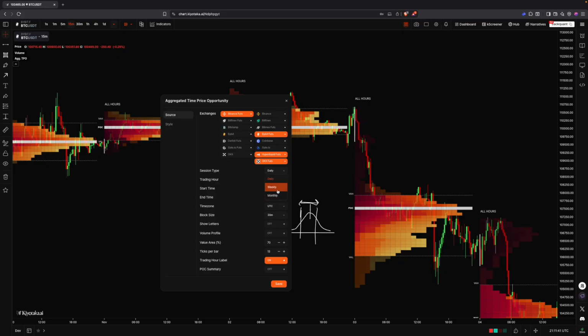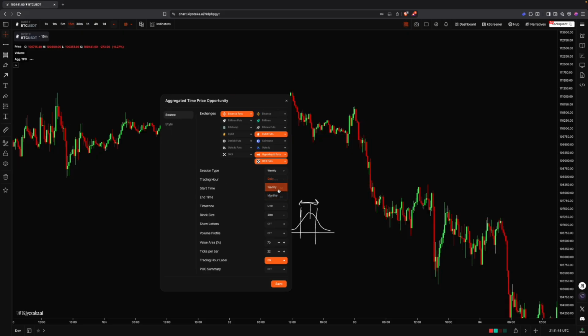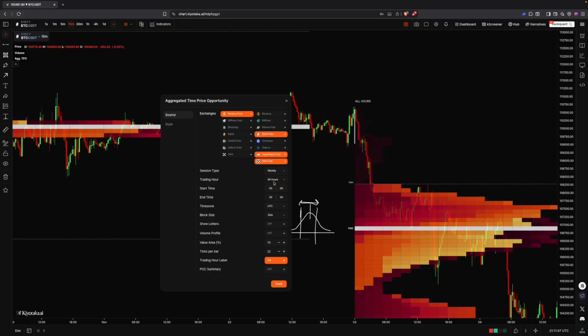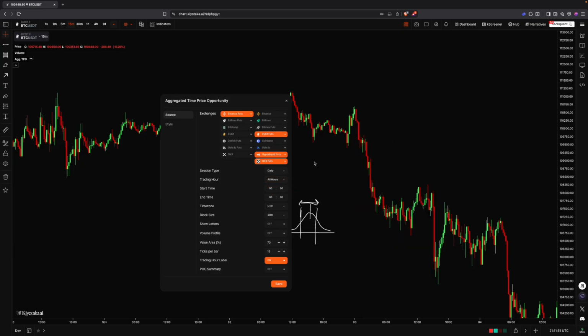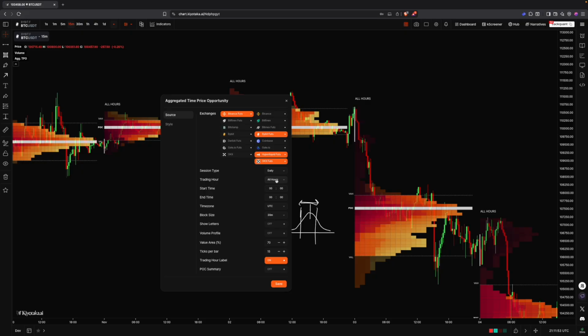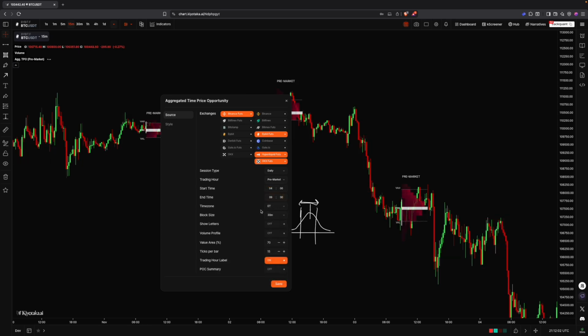So you've got daily sessions, you've got weekly and monthly. And what this will do is aggregate the TPOs into a weekly distribution if you're on the weekly chart or weekly setting. If you're on daily, there's one session per day. Next up, you've got your trading hour. So Kiyotaka's pre-built some templates for us where we can choose common hours that are traded throughout traditional finance and now cryptocurrency markets.